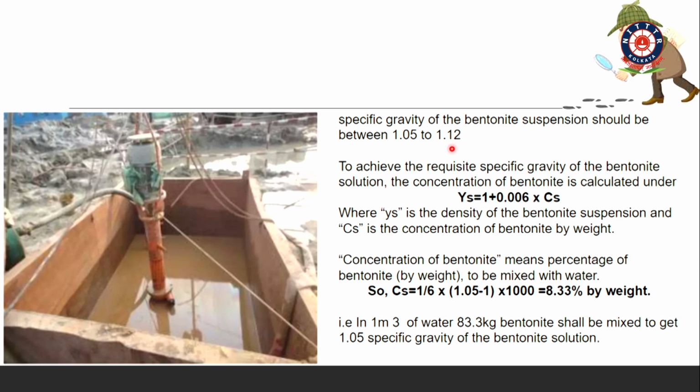How will you maintain it? This is the calculation. To achieve the specific gravity, this is the concentration of bentonite we will be calculating. This is Ys equals 1 plus 0.006 into Cs. The Cs is nothing but the concentration of bentonite by weight. Once you calculate it, for example, for 1 metric cube of water you take 83.3 kg bentonite. When you mix, you will get a specific gravity of 1.05. Then only your bore hole will be stabilized.